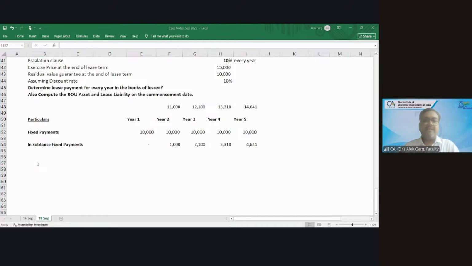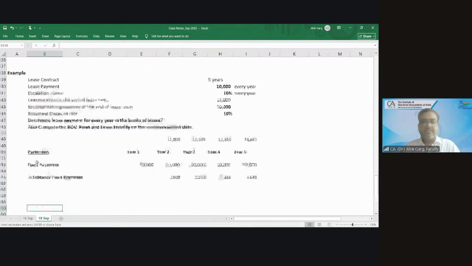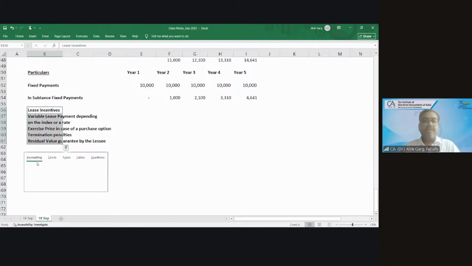Now what else is there? Lease incentive. Is there any lease incentive in this question? No, sir. No lease incentive is there in the question. Okay. Is there any variable lease payment in this question?